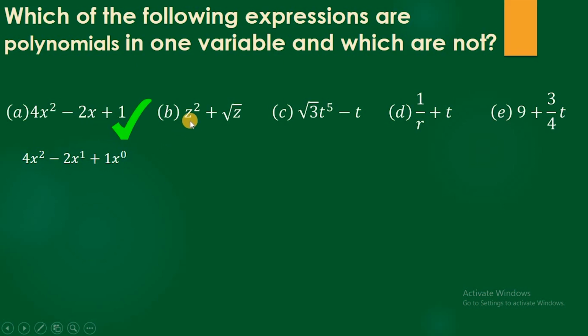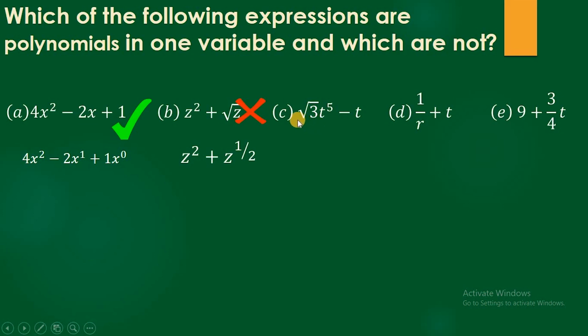In the second example, we have z square plus square root of z. So z square plus, now square root of z can be written as z raised to the power 1 by 2. Now here we have one variable, that is only z, but the power of the variable z in the first case is a whole number 2, but in the second case it is not a whole number. 1 by 2 is not a whole number. Therefore, z square plus square root of z is not a polynomial in one variable.